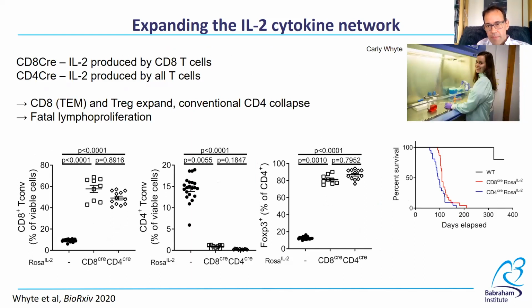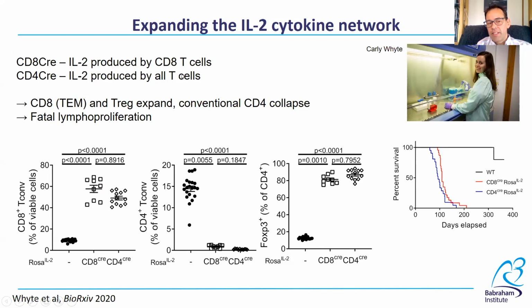So this is the point where Carly came onto the project and really pushed this project forward. We started by looking at what happens if we get IL-2 produced by the normal sources, CD4 T cells, CD8 T cells. So we crossed the ROSA IL-2 to two different CREs to start with. There's the CD8 CRE, where IL-2 is produced by all CD8 T cells, and the CD4 CRE, where IL-2 is produced by all T cells.